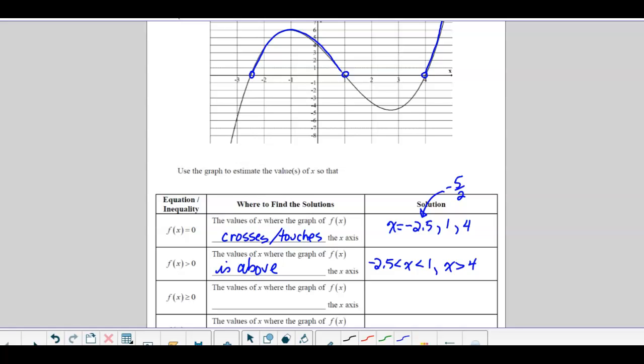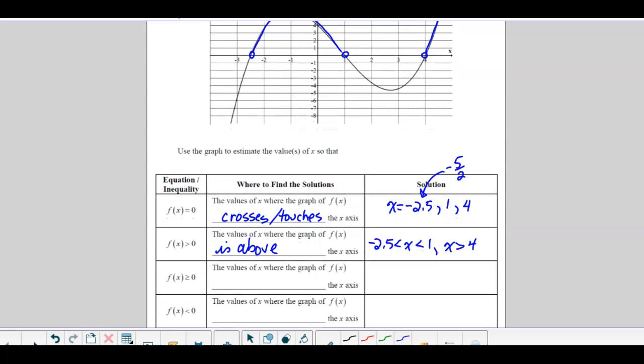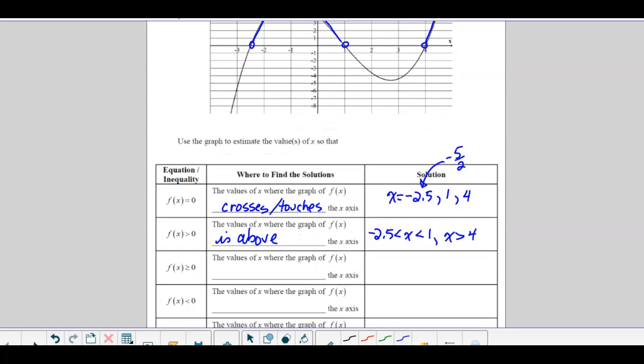The only thing different between that question and the next one is that this one has an equal sign. So the values of x where the graph of f of x is above or touches the x-axis. The only thing different would be the equal sign in the inequalities.